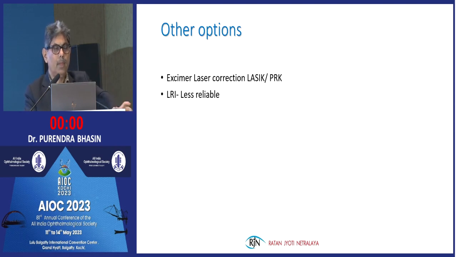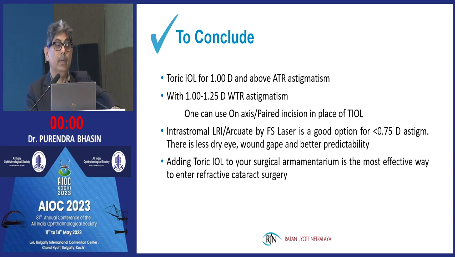Other options are we can correct the residual refractive error by LASIK or PRK if it was due to erroneous IOL power calculation. Erroneous IOL power calculation will lead mainly to a spherical kind of residual refractive error. Or we can go for LRI as has been described by Dr. Bharti here. To conclude, toric IOL should be considered for one diopter and above of against-the-rule astigmatism, and with 1 to 1.25 diopters of with-the-rule astigmatism.